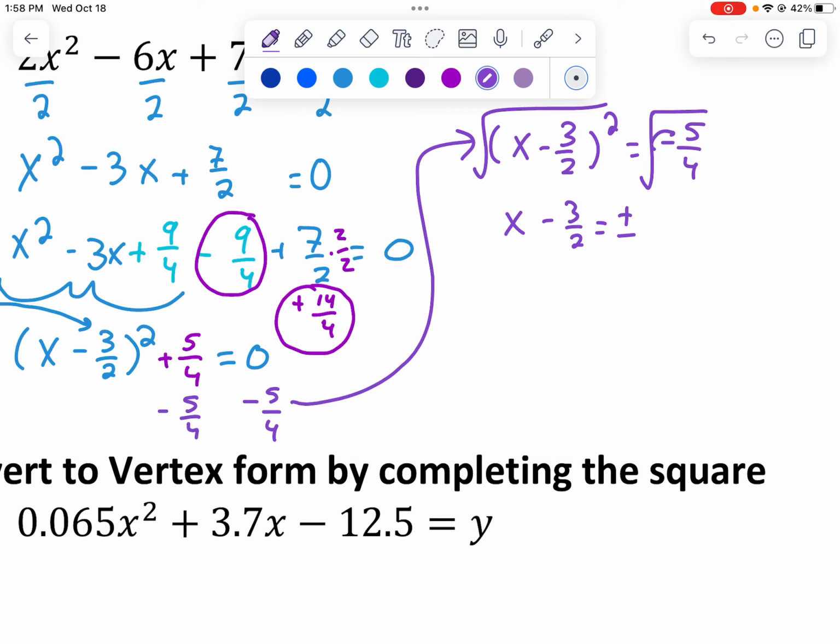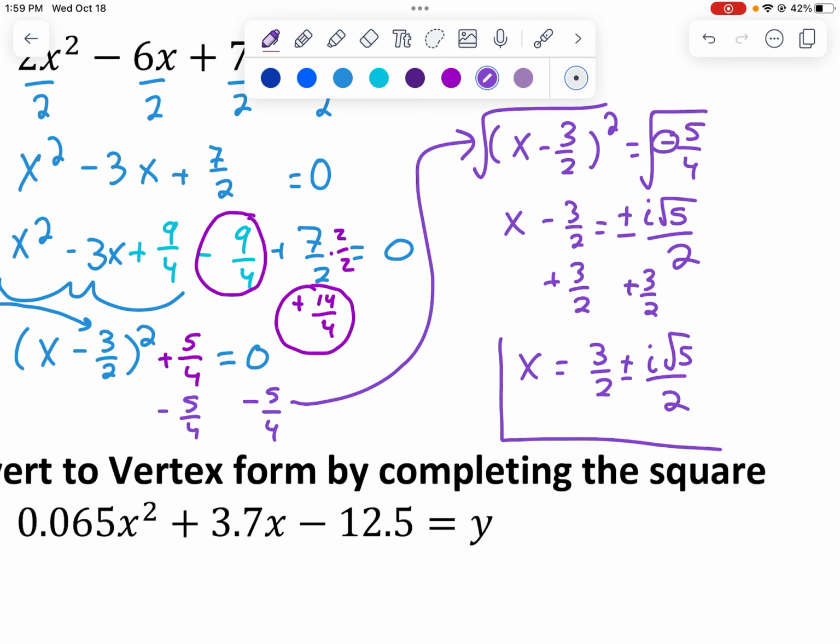And then this negative sign is going to come out of the radical. It's going to become i. And then we're going to have a radical 5. And then radical 4 down here in the denominator is just going to become a 2, because the square root of 4 is just 2. So then we add the 3 halves to the other side. And we get x equals 3 halves plus or minus i radical 5 divided by 2. And then this would be our answer.